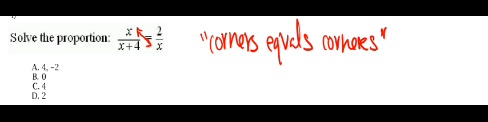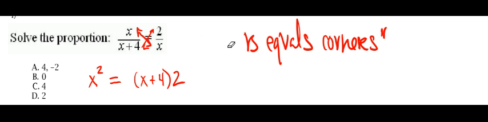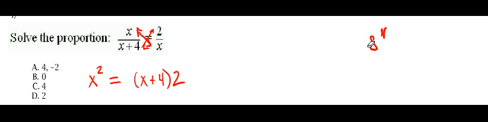X times x is x squared. Corners equals corners. I'm going to take the quantity x plus 4 and multiply it times 2. This particular problem is going to have an extra twist in it because it's going to end up being a quadratic, not a linear equation. Quadratic equation means it has an x squared in it. A linear equation means the highest power of x is a 1.